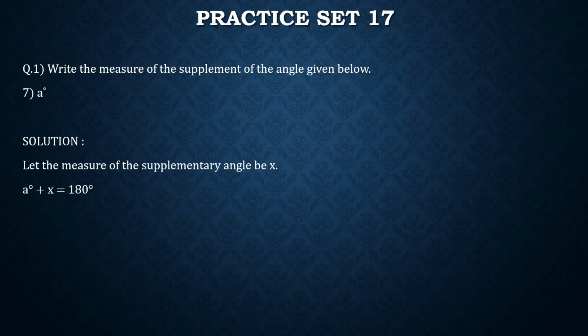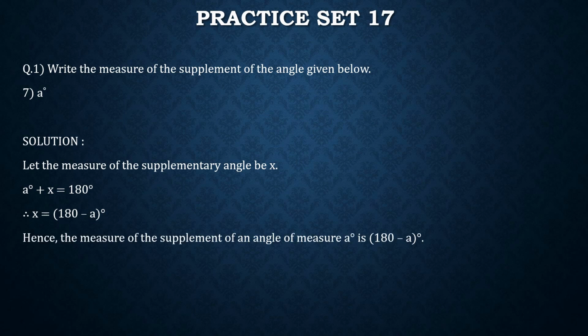Note to remember: we have to find the value of x over here, not the value of A. So x is equal to 180 minus A. Here we take A to the right hand side of the equation. So we will have x is equal to 180 minus A degrees, which is the measure of supplement of an angle. Hence the measure of supplement of an angle of measure A degrees is 180 minus A degrees.